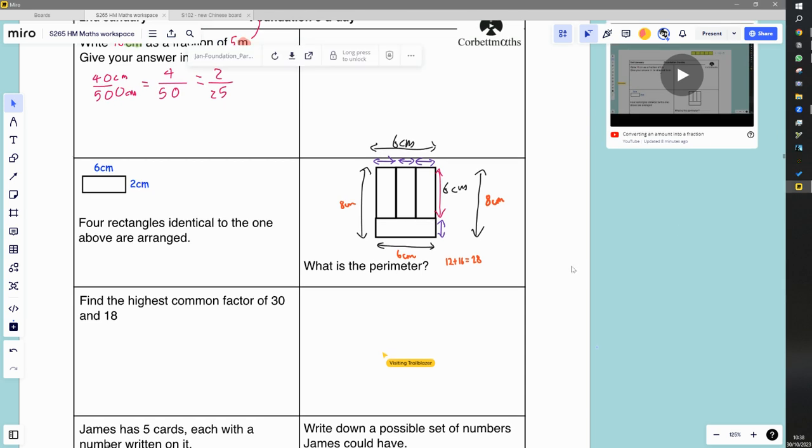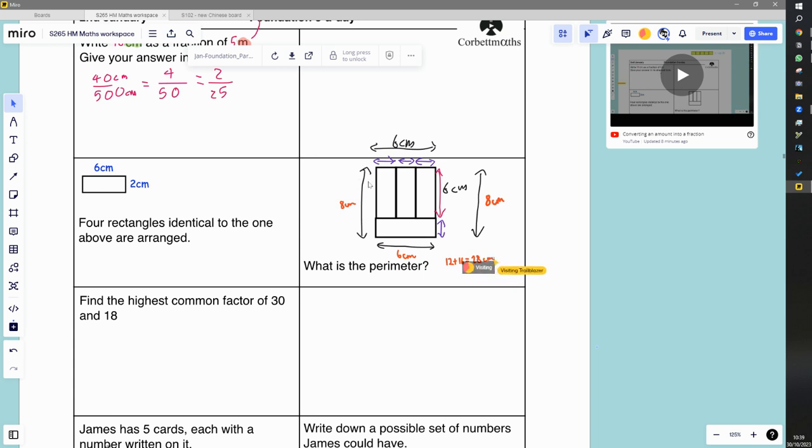All right, so you got the right answer, 28. Don't forget the unit. It would be 28 centimeters. And so what we've got is 6 plus 6, which will be 12 centimeters. Do you want to just write that in there while I'm explaining the rest of this?